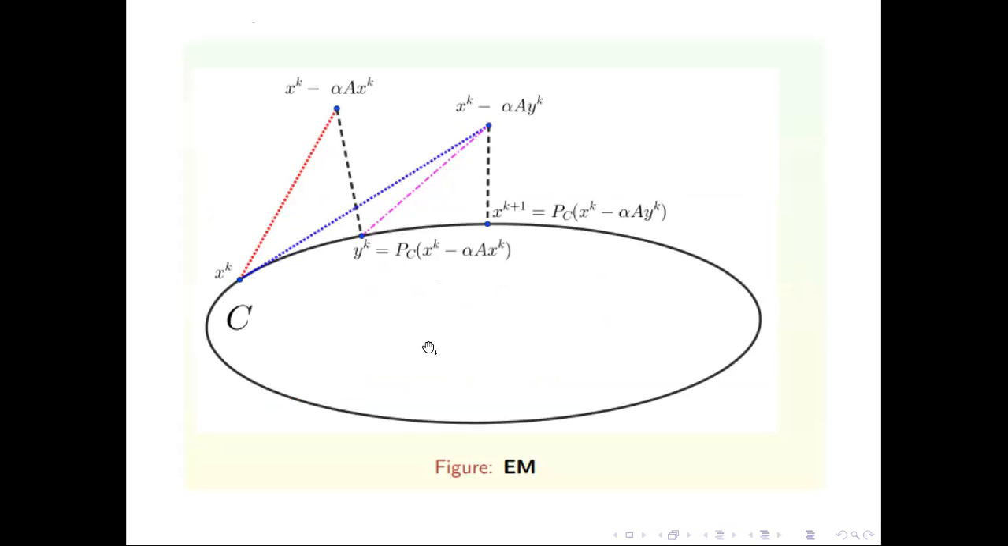The extragradient method can be graphically described this way. We start with xk, and compute xk minus alpha A xk. Then we project on C and we get yk. In the next step, we use yk instead of xk, and then again project on C and we get the next iteration xk plus 1.